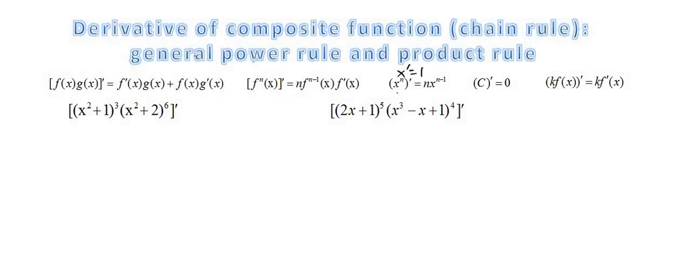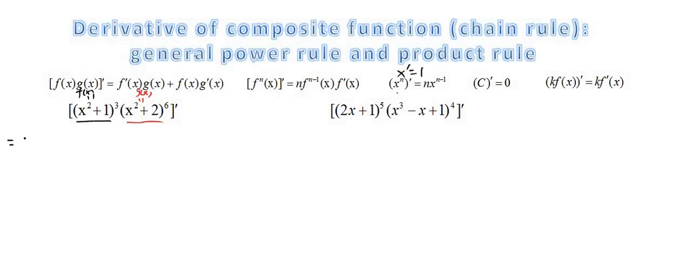Okay, now let's take a look at the first example. For the first example, if we apply the product rule, we need to identify what is f(x) and what is g(x). Here it's very clearly f(x) is (x squared plus 1) cubed. Okay, that is f(x). And what is g(x)? g(x) is (x squared plus 2) to the power 6. So that is g(x). Now we can follow the product rule.